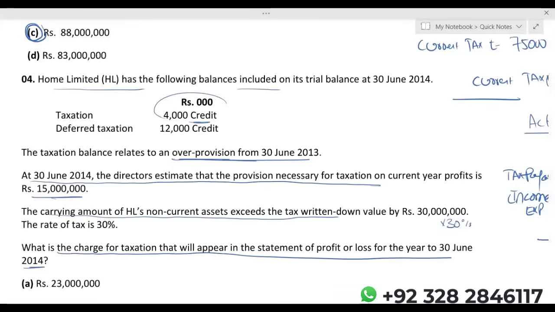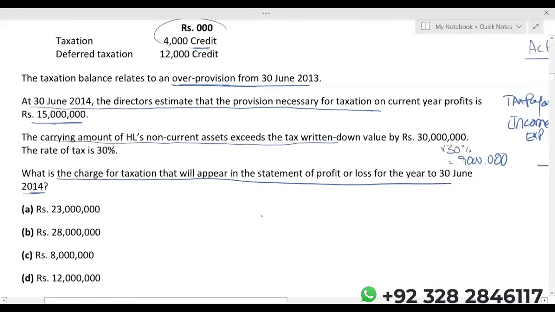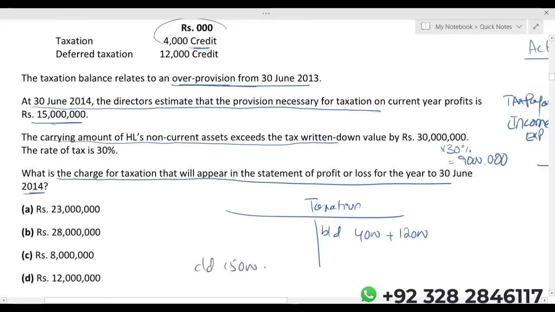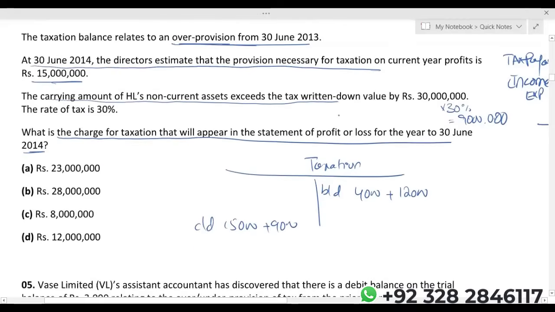So if I just ignore 000 for simplicity, you can say your closing deferred tax liability comes to 9 million. What is the charge for taxation that will appear in the income statement, P&L? Brought down, we are ignoring 000. Current tax is 4,000, deferred is 12. Current is 15, deferred we have calculated 9. 15 plus 9 is 24. It has to be 24 here. Simply, the balancing figure is your income tax expense, which you have to show in the income statement: 8,000 if I'm not wrong. That is 8 million.